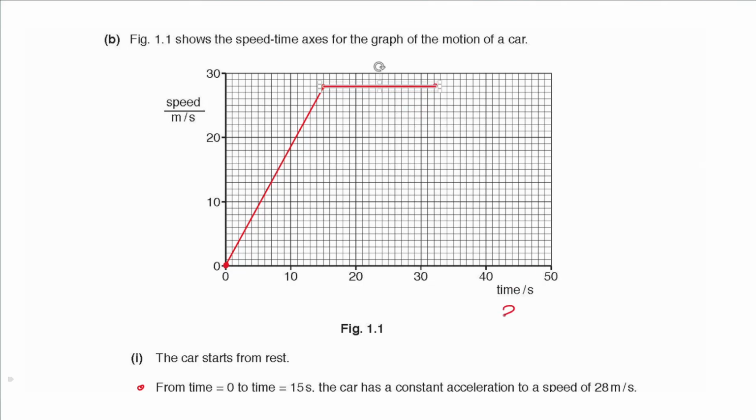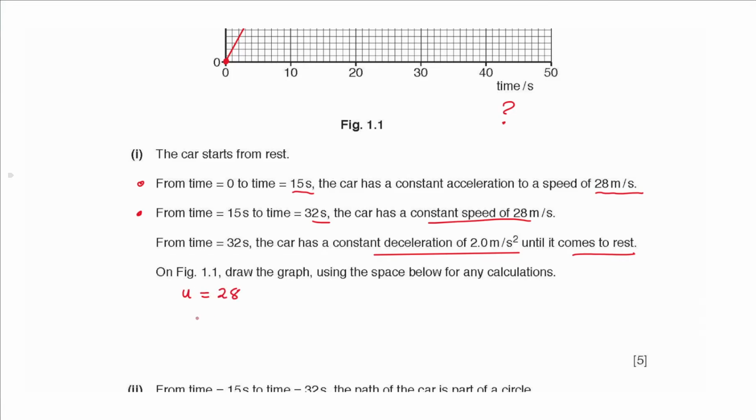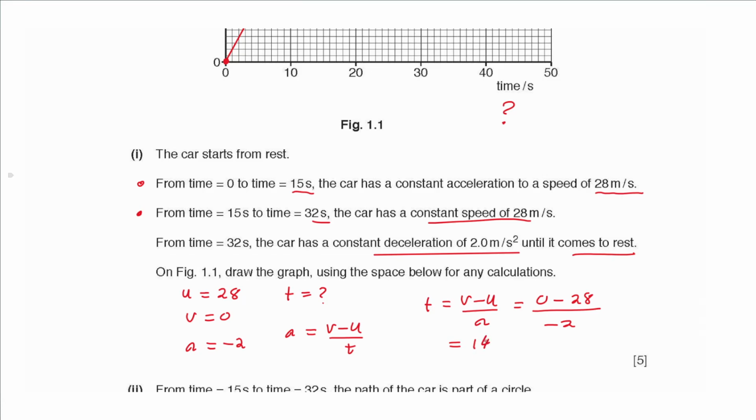Now we need the time coordinate for the final speed 0 after the deceleration has ended. So we have initial velocity 28, final velocity 0, acceleration is equal to negative 2 meters per second squared, and we need to calculate the time using the equation a equals (v minus u) over t, then time equals (v minus u) over a, and then we substitute v equals 0, u equals 28, and the acceleration equals negative 2. That gives an answer for the time of 14 seconds after 32 seconds. So the total here would be 46 seconds at speed 0.